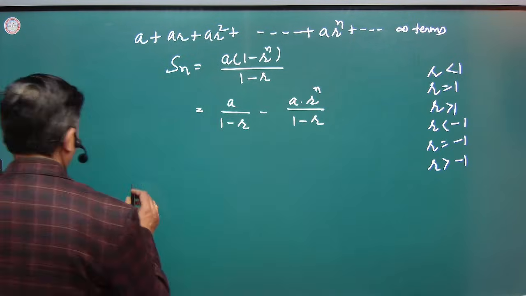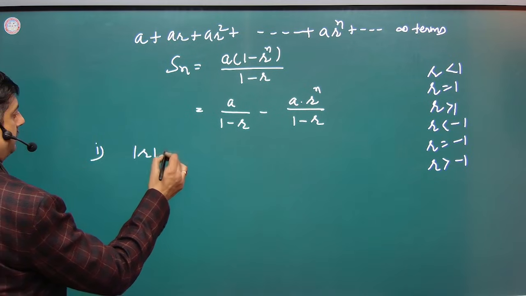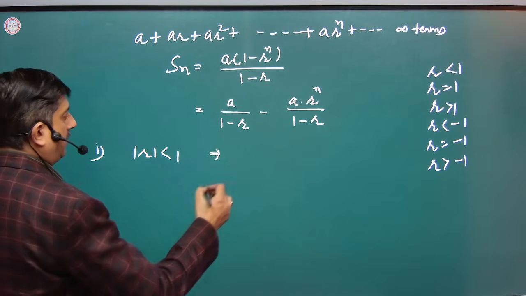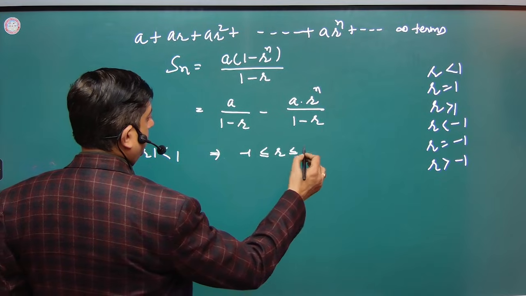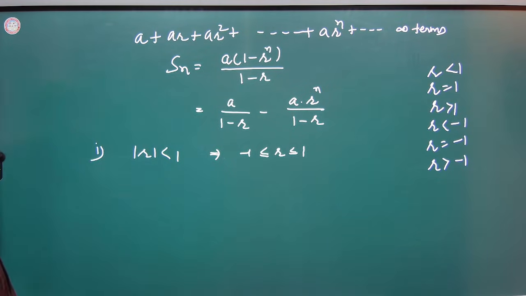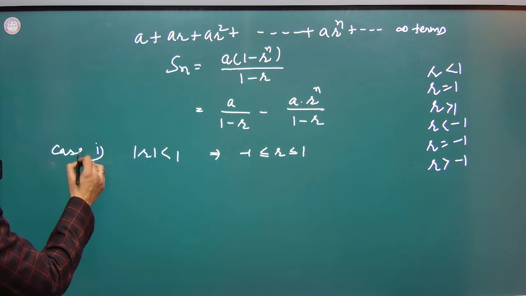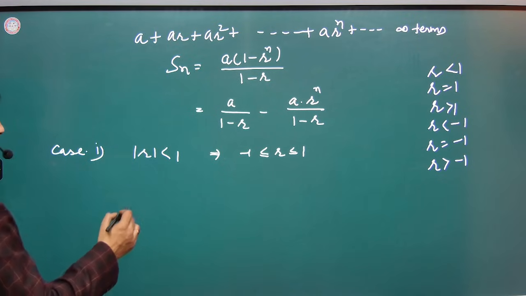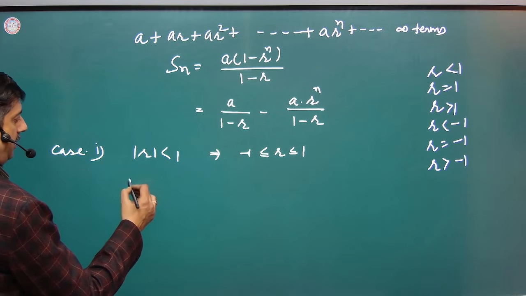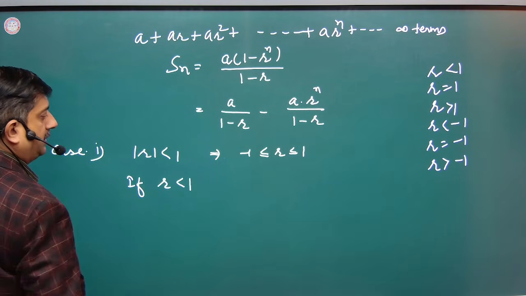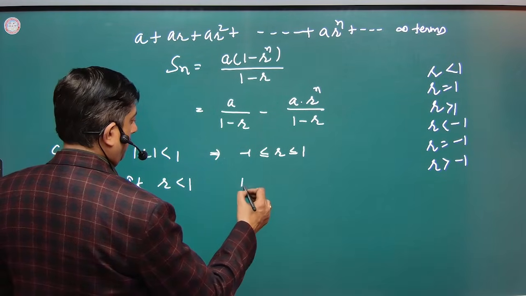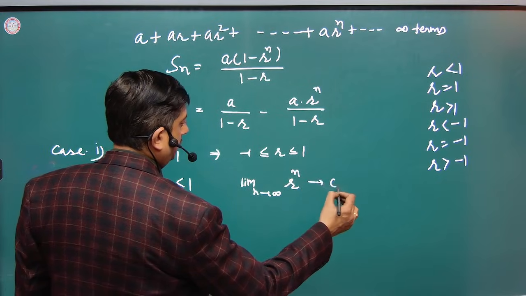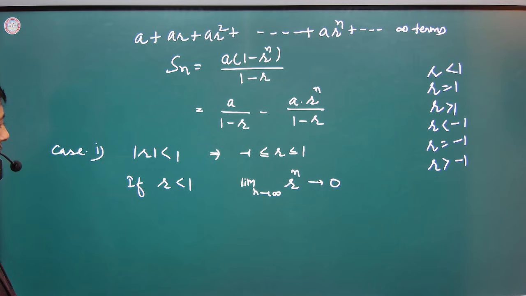So first I want to take the case when mod r is less than 1. Mod r less than 1 means minus 1 is less than r, and r is less than 1. So first, this is our case 1, when mod r is less than 1. We know that if the value of r is less than 1, then when limit n tends to infinity, r to the power n tends to 0, because r is less than 1.